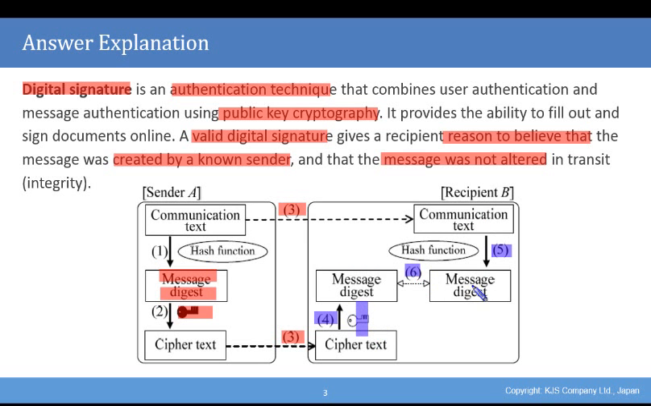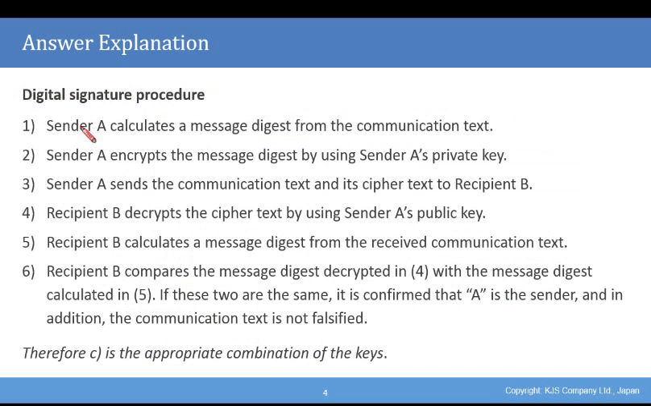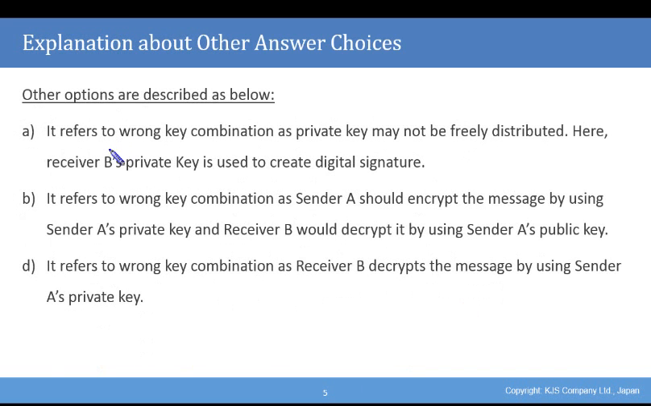If these two are the same, it is confirmed that A is the sender and in addition the communication text is not falsified. Here we have the overall explanation of what we just went through on the previous slide, with 1 to 6 corresponding to stages on the previous page. Here we can say that C is the appropriate combination of the keys. The other options we had in the question are now explained below.